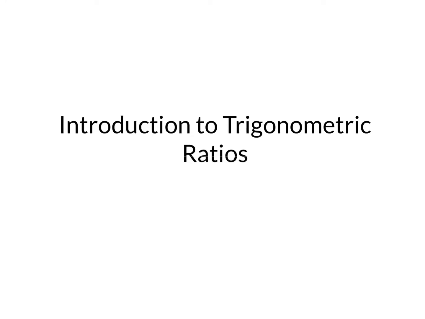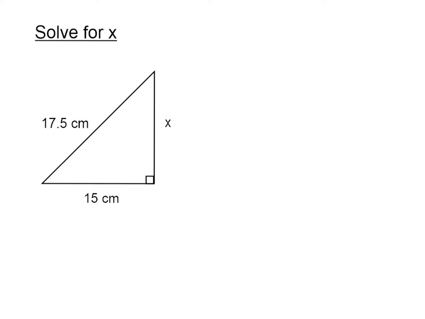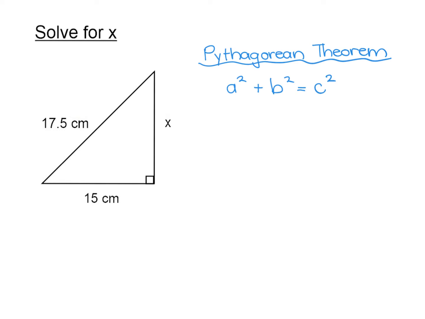Today we're going to get introduced to trigonometric ratios. So you're given a right angle triangle where you're given two sides and you have to find the third side. You're going to use the Pythagorean theorem to do that. Well, the side that's across from the 90-degree angle, that's always your hypotenuse or your C. So always make sure that's your C.